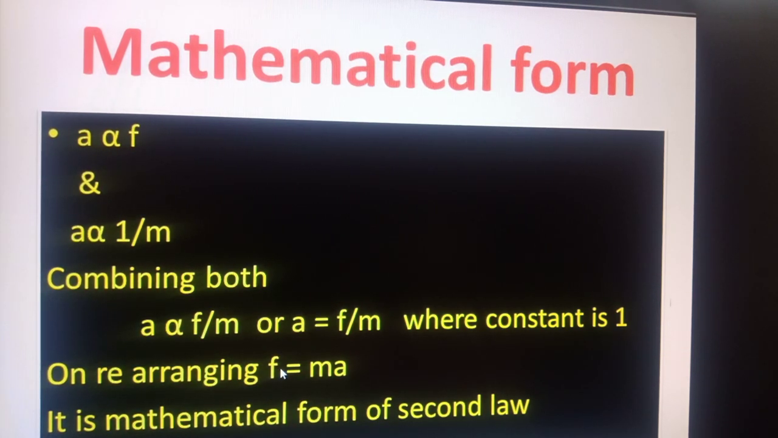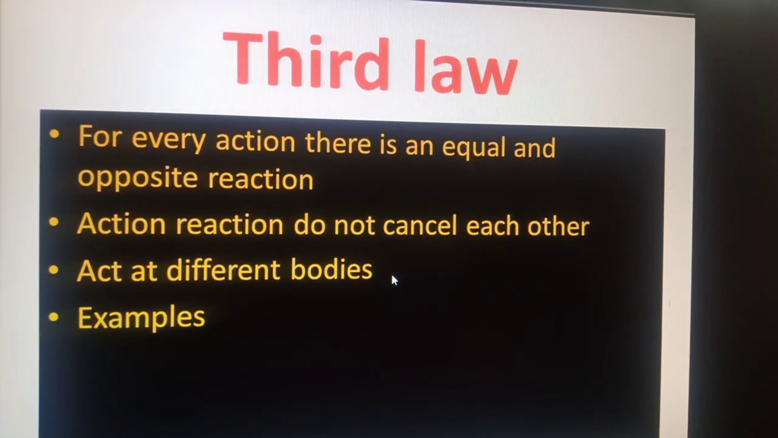Here F is the force, m is the mass of the body, and a is the acceleration produced by this force. If m remains constant, a is directly proportional to F, and if F remains constant, a is inversely proportional to m.